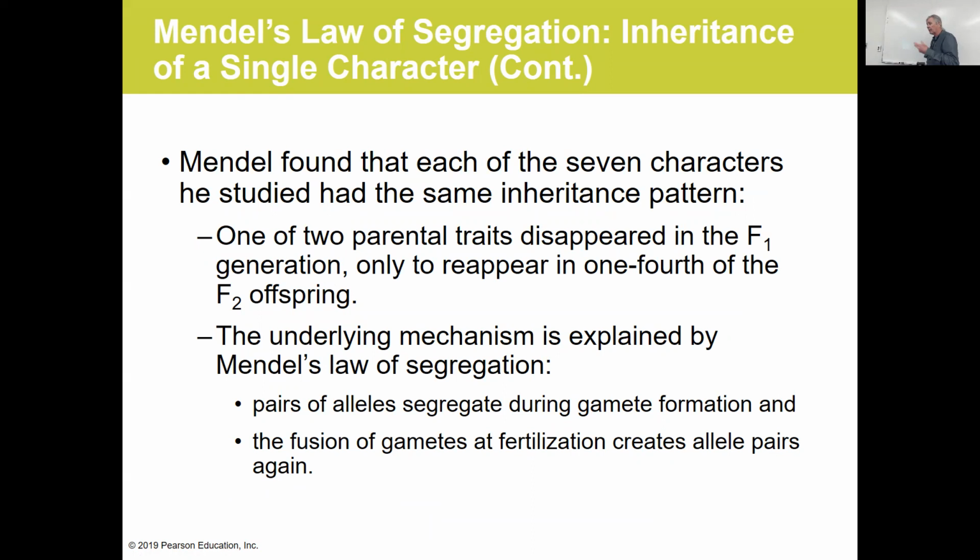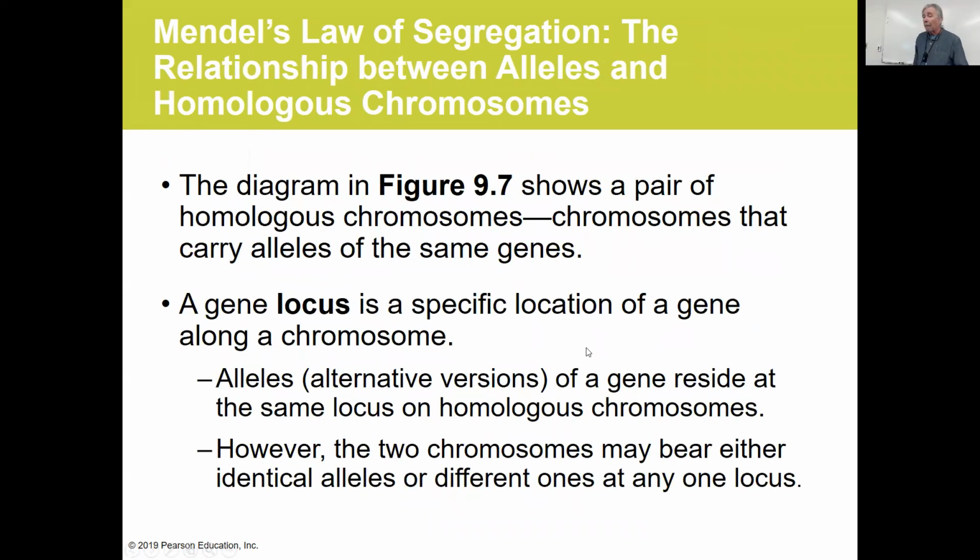So Mendel found that each of the 7 characters he studied had the same inheritance pattern. One of 2 parental traits disappeared in the F1 generation, only to reappear in the F2. So the underlying mechanism is explained by Mendel's law of segregation: pairs of alleles segregate during gamete formation, and only one allele is given by each parent, and the fusion of gametes in fertilization creates the allele pairs again. As I said, segregation happens in meiosis. He didn't know how they were segregated. We know now it's meiosis.